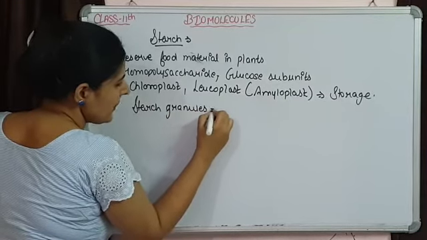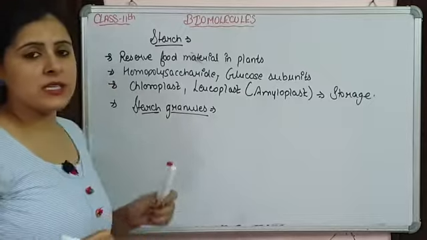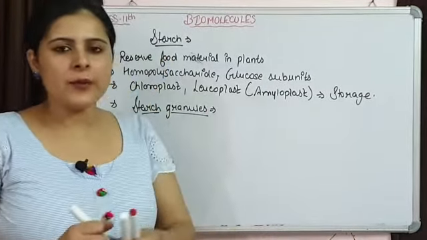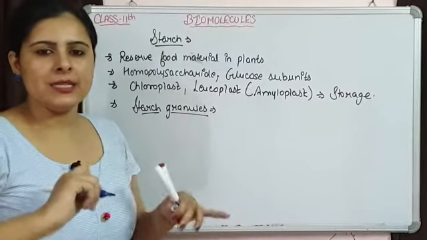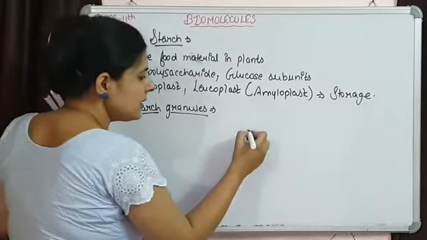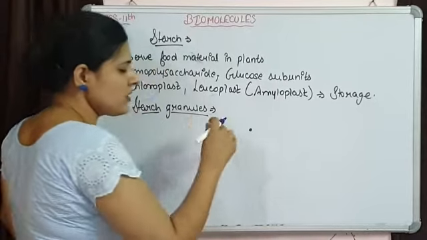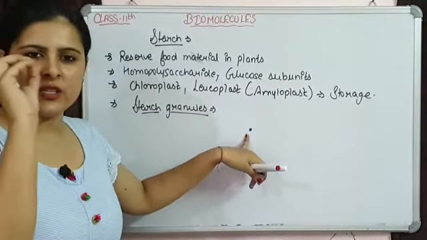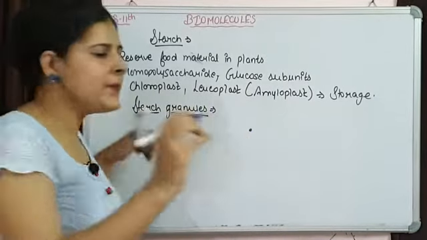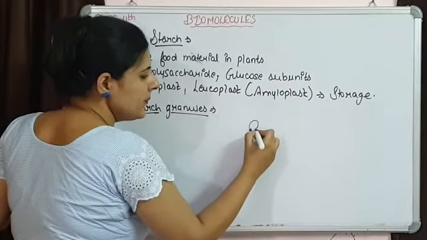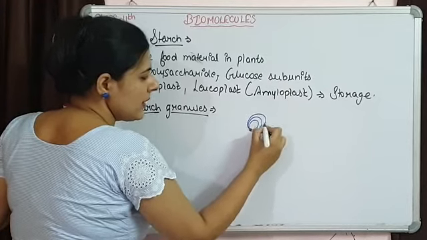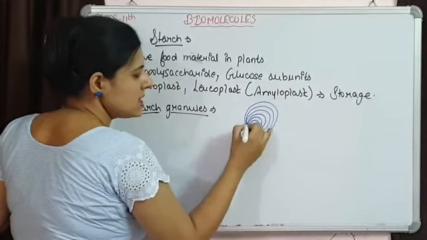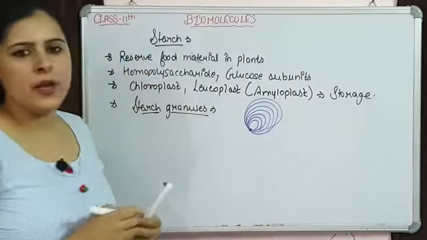Small microscopic granules are present, and these granules are of different shapes and structures. If we observe these granules, then at the end or sometimes in the middle, a proteinaceous part, a proteinaceous tip is present, that is known as hilum. Around this hilum, a ring-like structure or layer is present. This is how the starch granules are present.